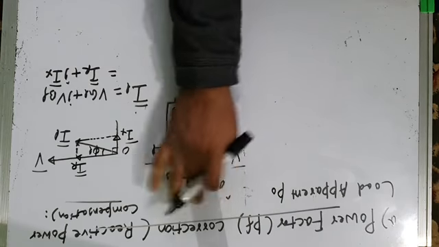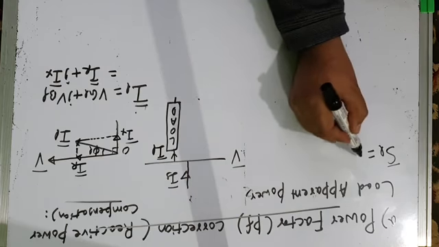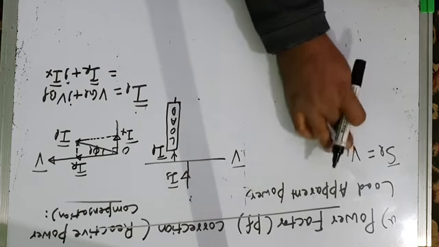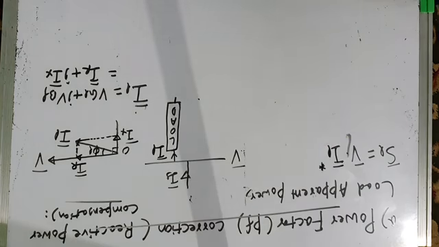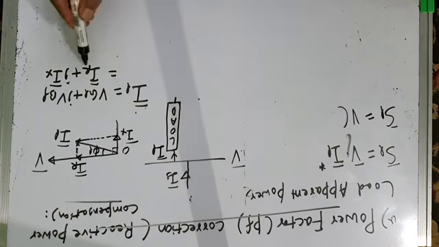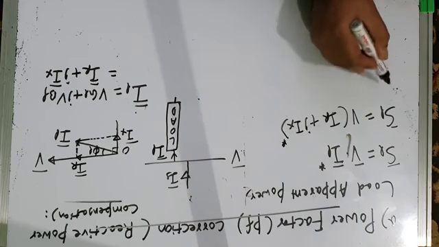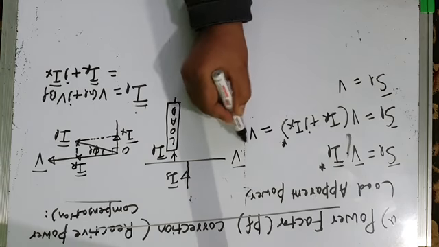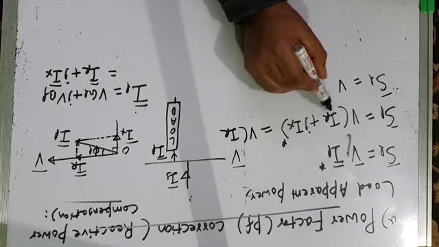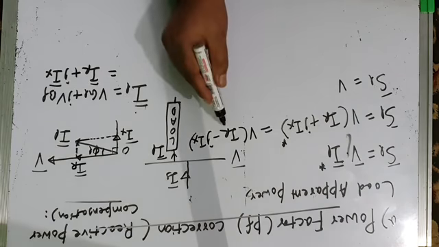That means how much power load is drawing from the source. Let us call that SL. So load apparent power SL is equal to, by definition, load voltage, voltage into complex conjugate of current, V into IL star. So SL is equal to V into what is IL? IL is IR plus JIX, complex conjugate. So SL is equal to V into IR, complex conjugate means IR minus JIX, if you take this star out. So it is V times IR minus JIX.